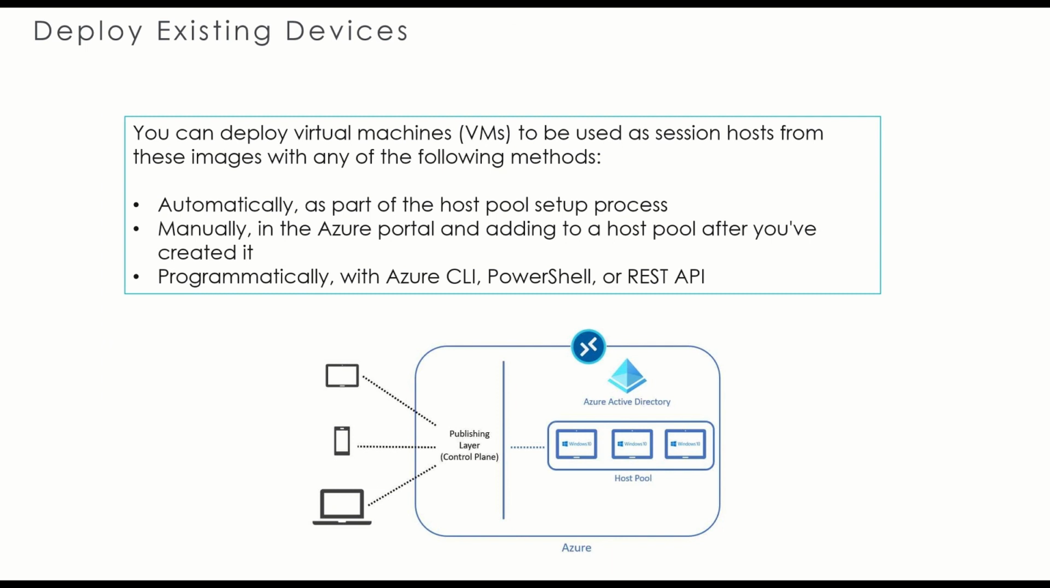If you're deploying existing devices, so existing virtual machines, to an already existing host pool, there are methods of doing so. You can deploy an existing VDI through the host pool setup itself, of which you can select the virtual machine. Manually in the Azure portal, you can add it after you've created the host pool, either via the UI or via PowerShell itself. From a high level perspective, it's just downloading a registration key, running an extension on the machine, and entering the registration key, and it will pull the VDI into the host pool itself.